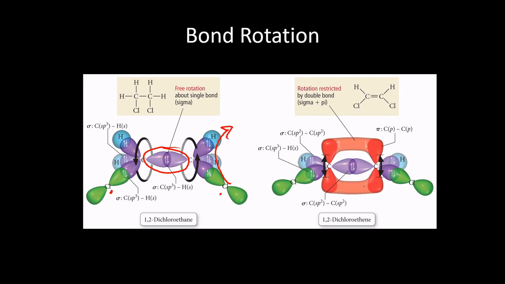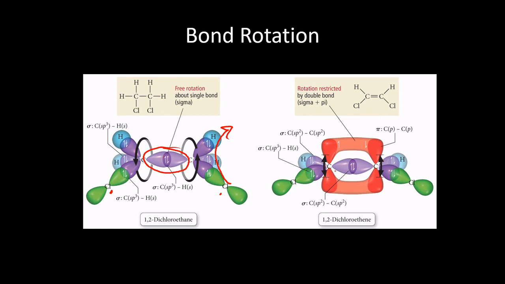Pi bonds, on the other hand, do not. Pi bonds, because you have to have an overlap between these two atomic orbitals, they can't rotate. Because if you rotate this bond, well then they're not overlapping anymore, and you've broken the bond. And so pi bonds essentially lock the molecule into a particular shape.